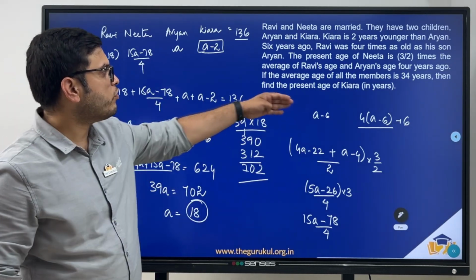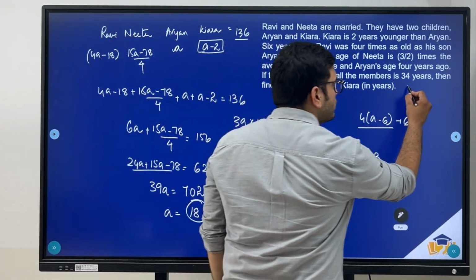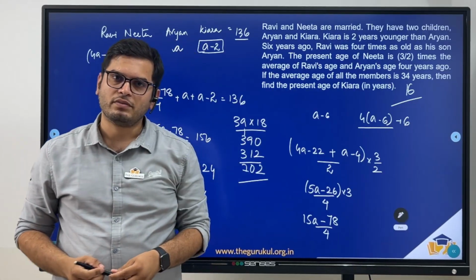Now what was asked? We are asked to find the present age of Kiara, right? So A minus 2, 18 minus 2, 16 should be the answer to this question.